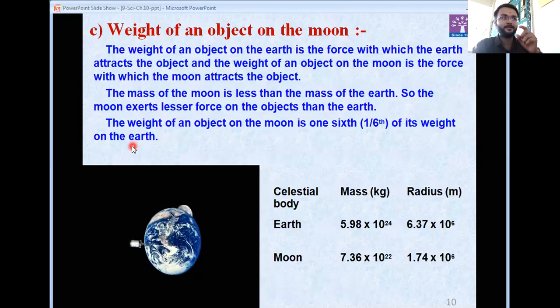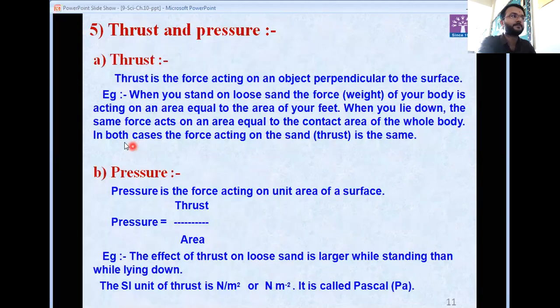So there is a simple calculation: weight on Earth upon weight on Moon, and on the right hand side we have to substitute the values of mass of Earth, mass of Moon, radius of Earth and radius of Moon, right? If we calculate in that way, we will simply get this relation, 1/6. Okay. Now the next topic is thrust and pressure.